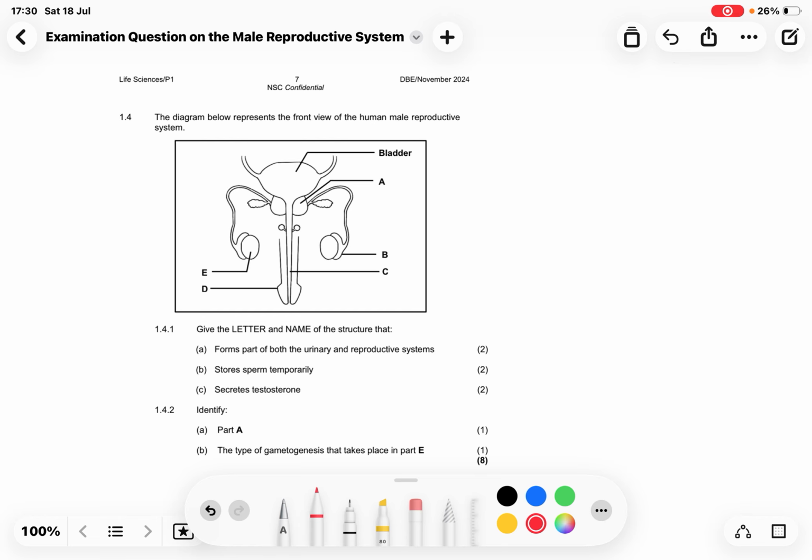In today's video, we are going to talk about the male reproductive system using a past paper, Life Sciences Paper 1, written by grade 12s in November of 2024. We are going to answer question 1.4. When given such a question, it is important for us to understand the opening statement and study the given diagram before we dive into answering the questions. So, let us look at the opening statement.